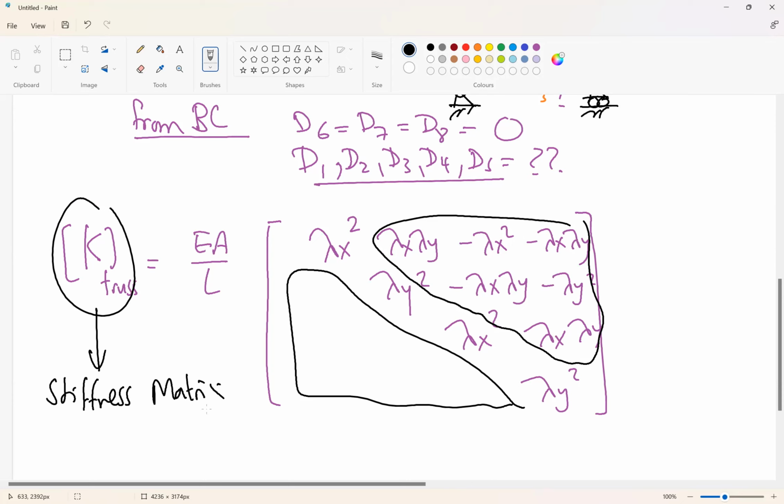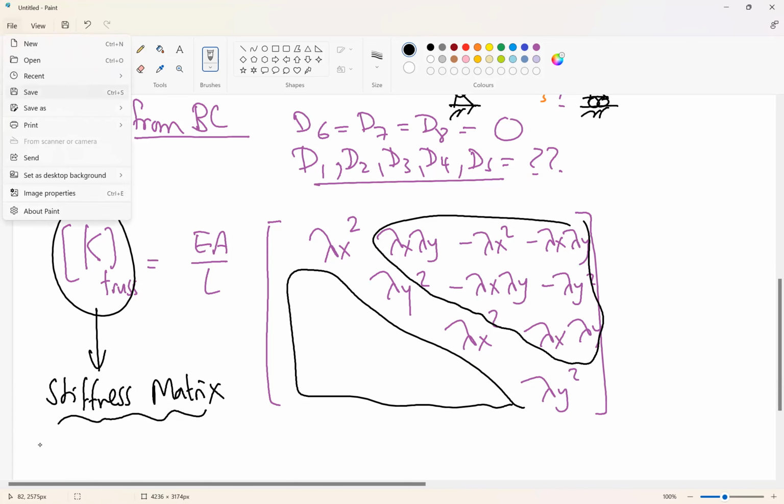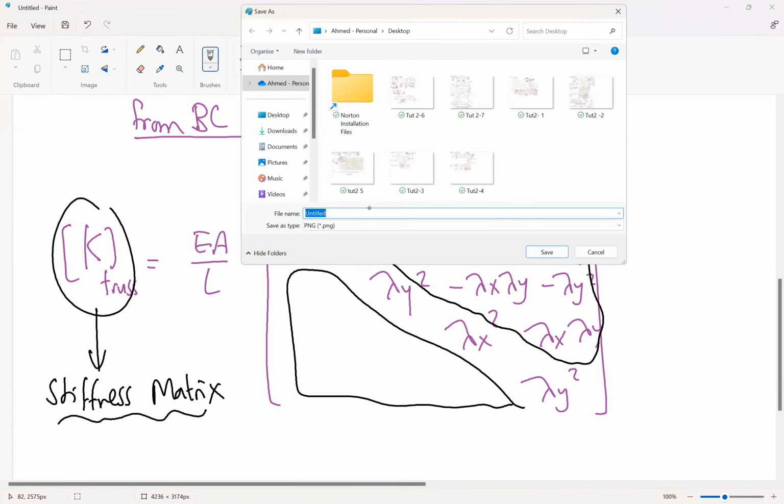And we need to construct the stiffness matrix for the 5 members we have, from member 1 to member 5. So now I'll save this one.